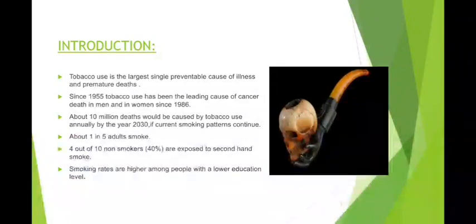Before starting about tobacco use and its dependence, what is basically tobacco? Tobacco is a kind of drug material which is basically used by a large population around the world, who become addicted to this drug material. Tobacco use is the largest single preventable cause of illness and premature deaths.